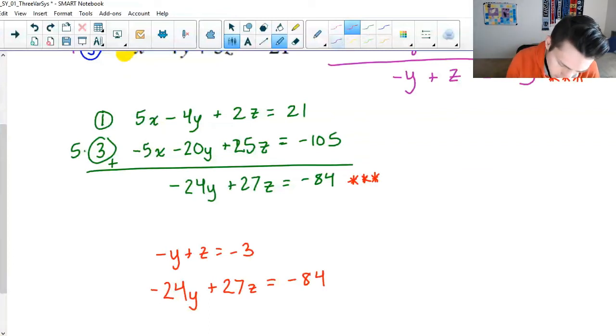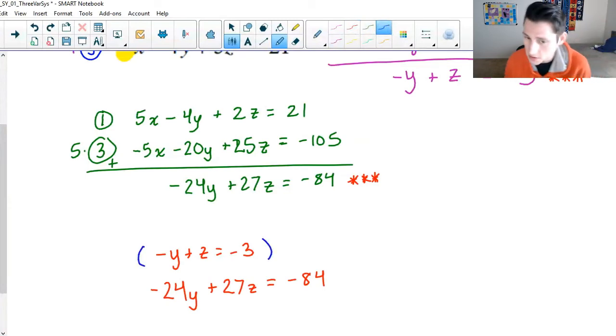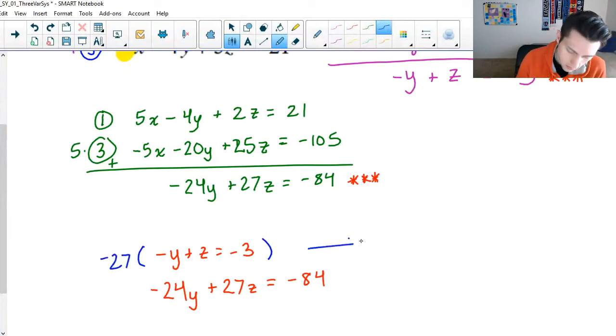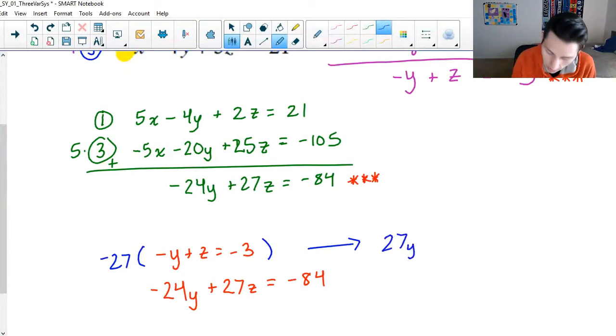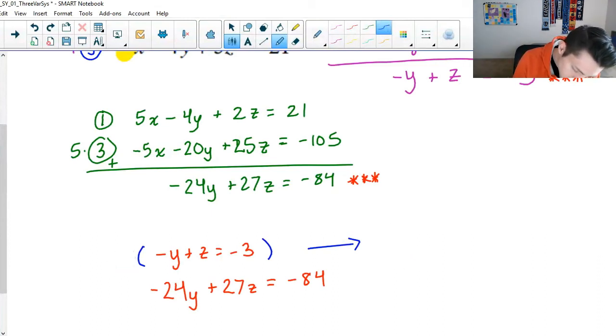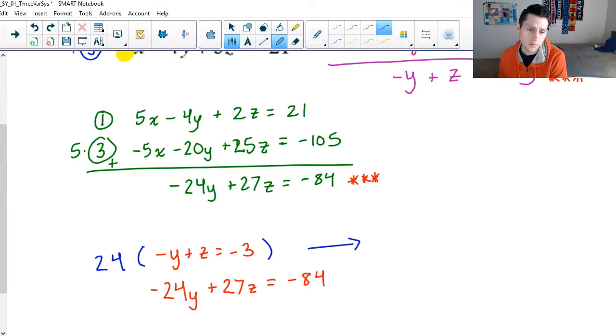Coefficients currently are positive 27 and positive 1. So I'm going to take my first equation here and multiply by negative 27. Right, so that would give me 27y. Or wait, no, sorry. You said eliminate y, correct? Then never mind. We want 24. Right, because the coefficient for y is negative 24, so we'll multiply by negative 24.